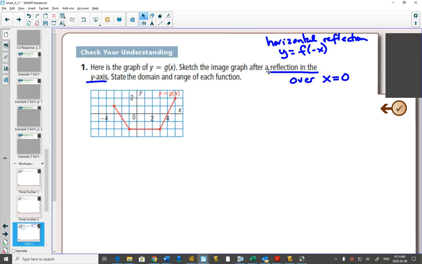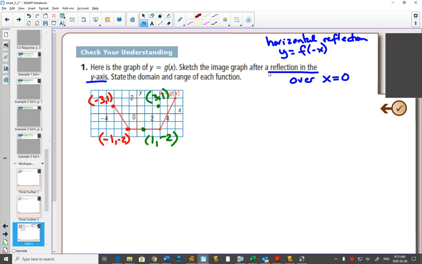So if I took a point like this one here at -3, 1, when I multiply the x by a negative, it's going to be at 3, 1. And if I took a second point here, -1, -2, when I multiply the x by a negative, I get 1, -2. Now, chances are if you're doing this question, you're not going to label all of those points. I just wanted to point out that you could multiply your x values by a negative.